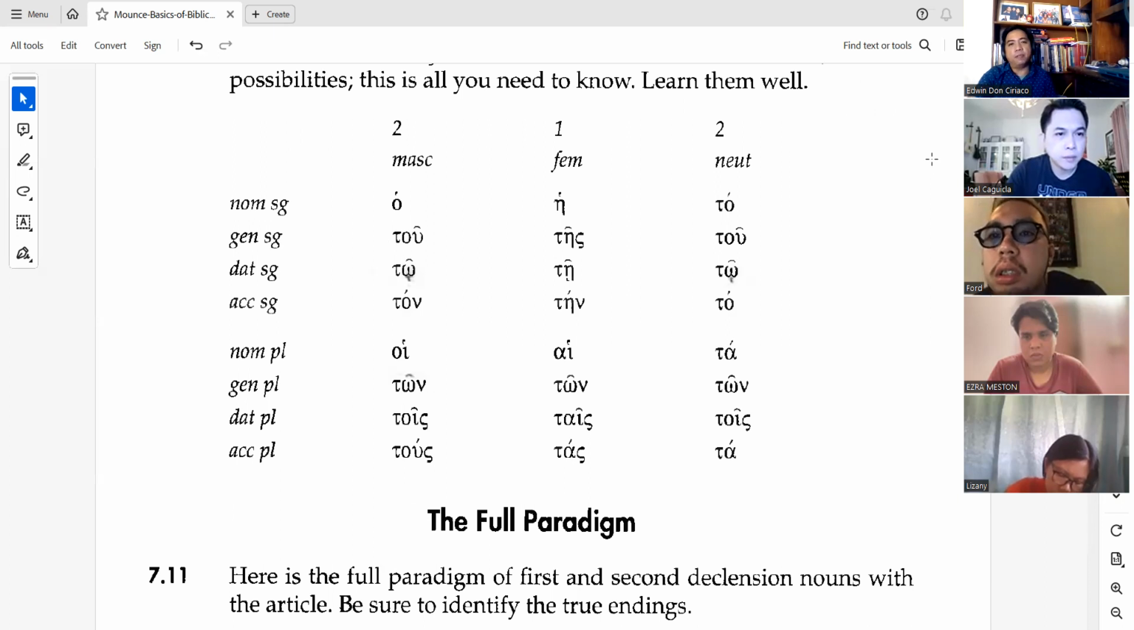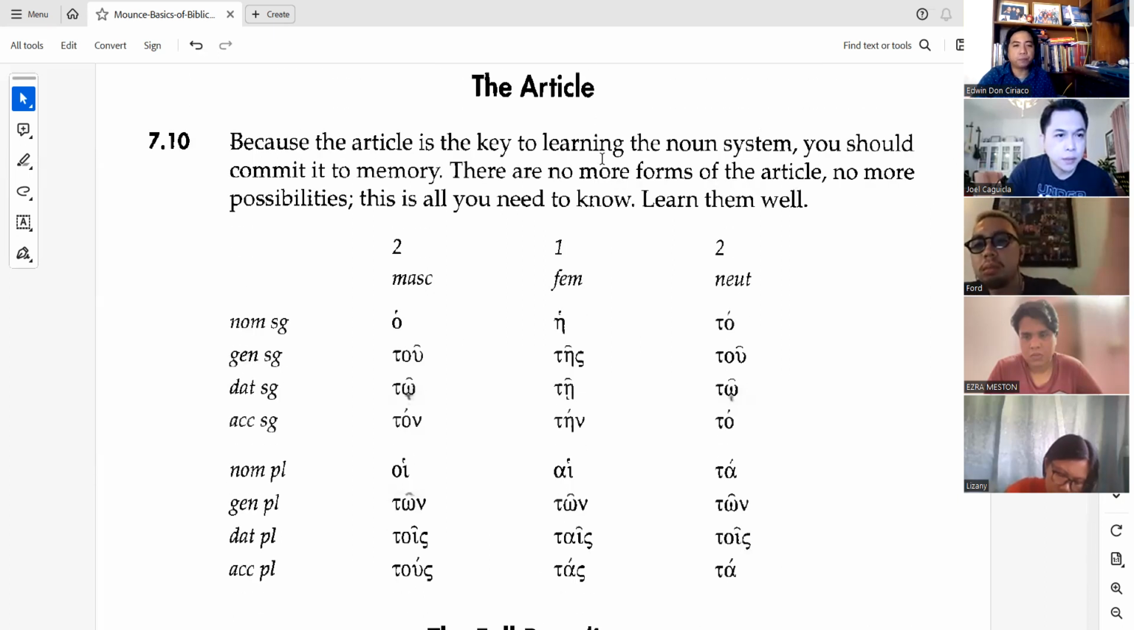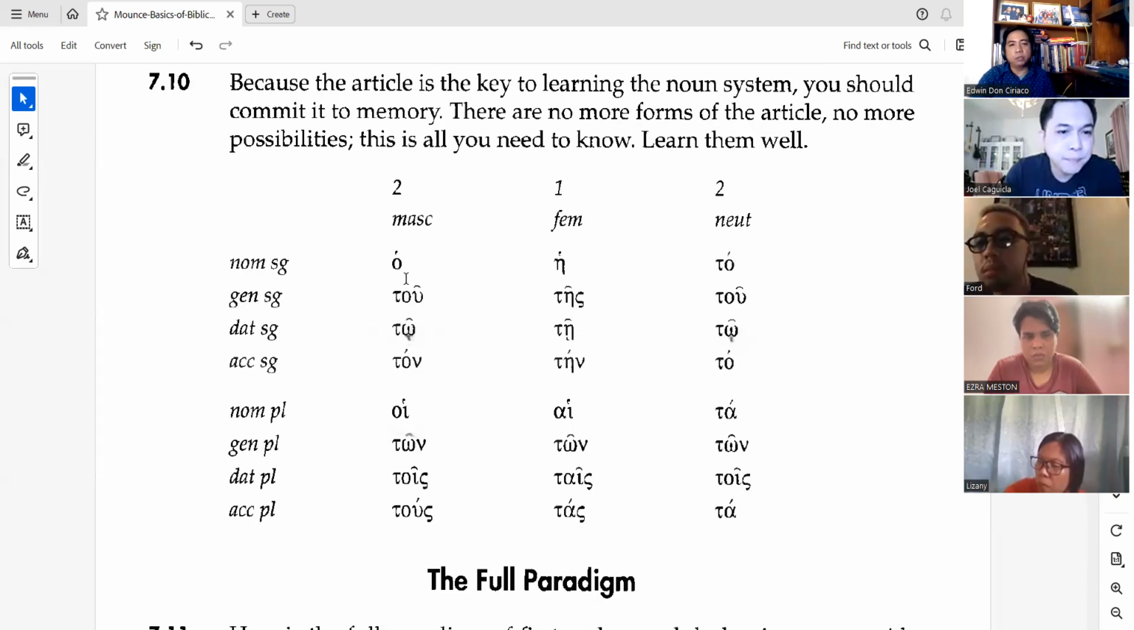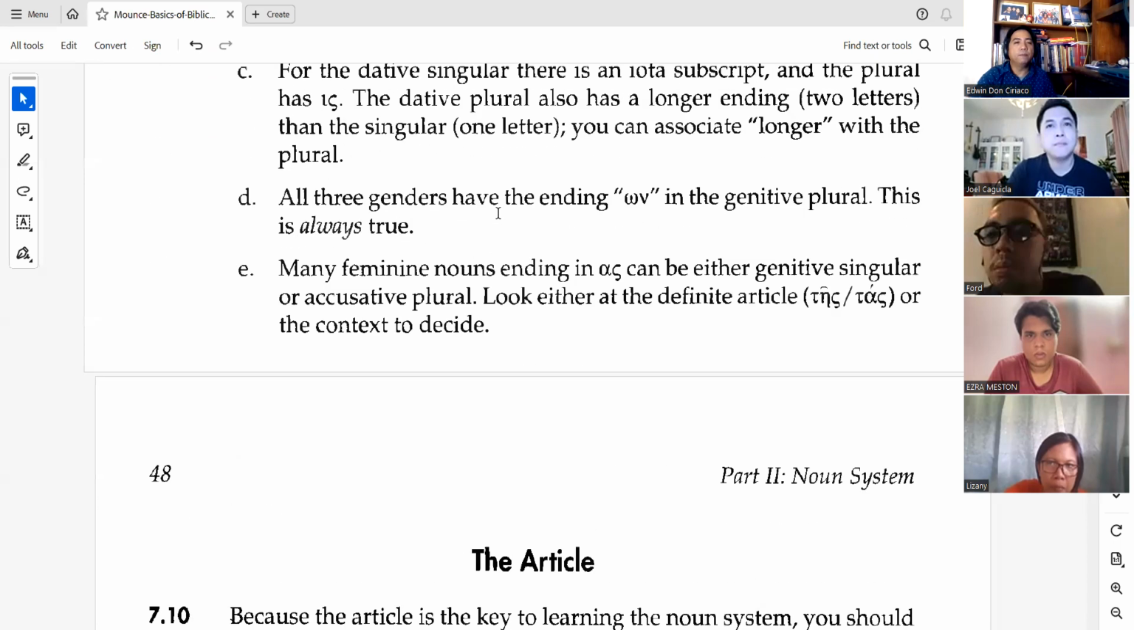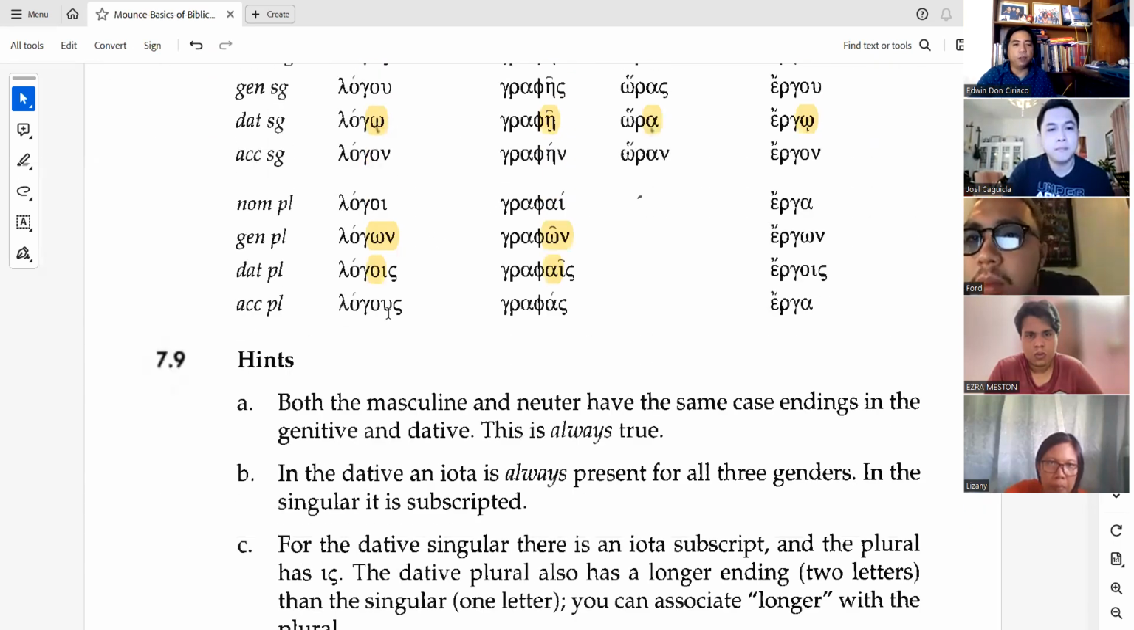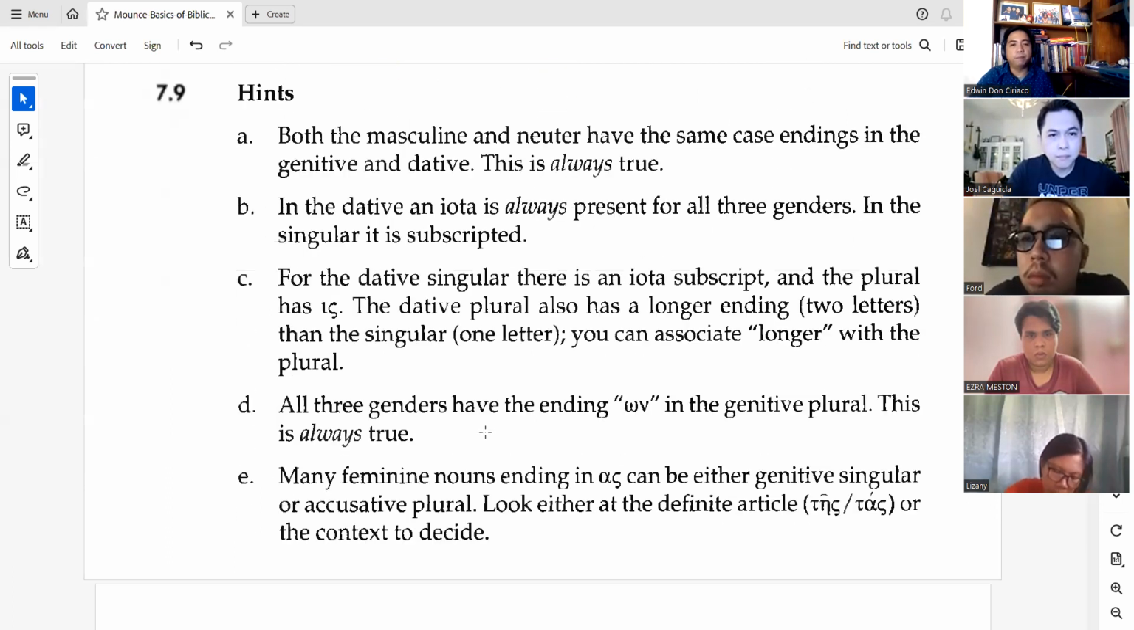So now the definite article: ho, ton, hes, ten, to. The nominative and the accusative are the same. So hoi, ton, tois, tas, which is the same ending as we can find here. The endings are the same.